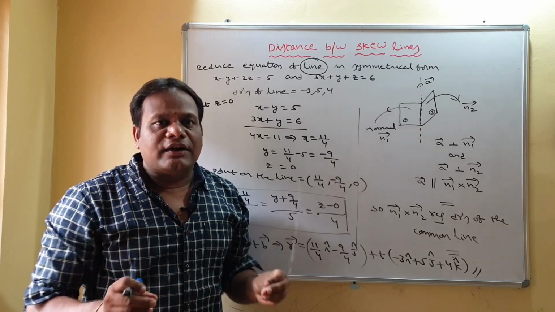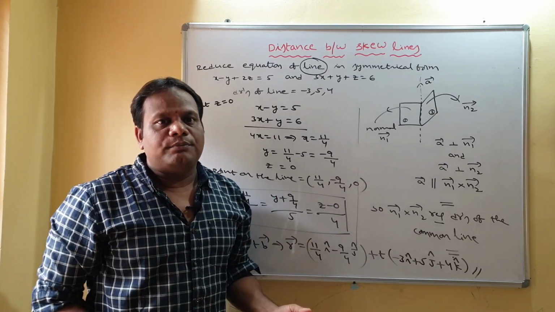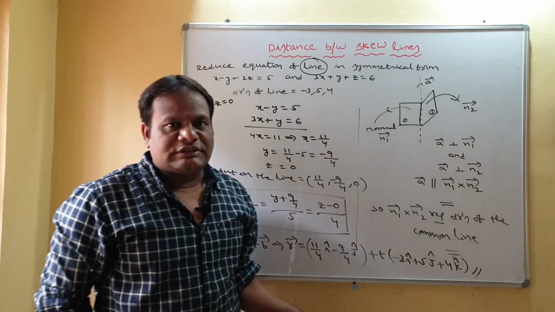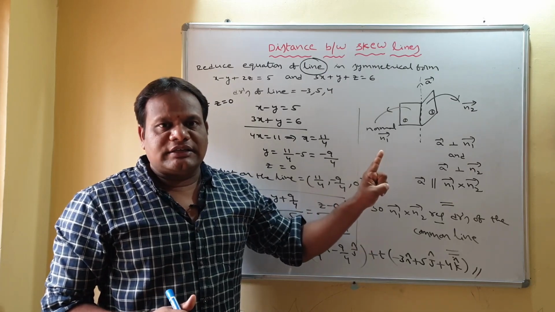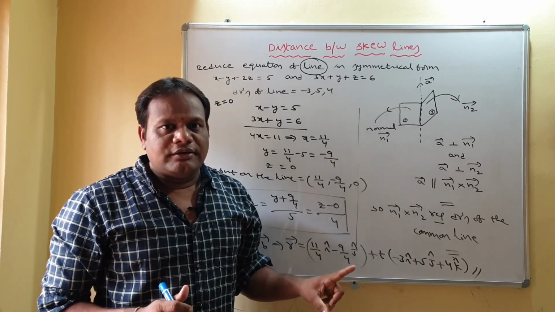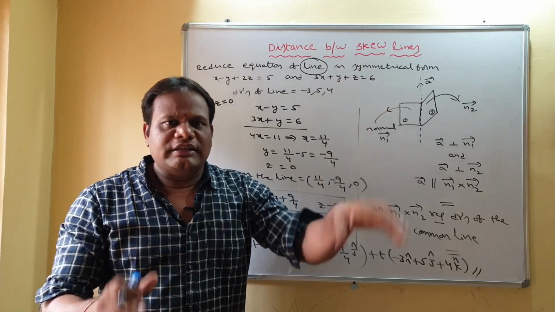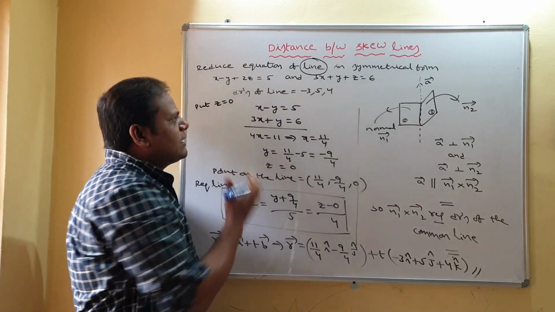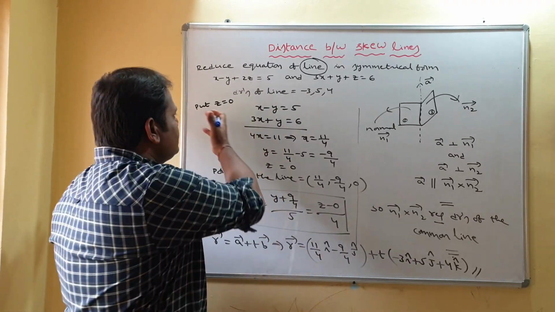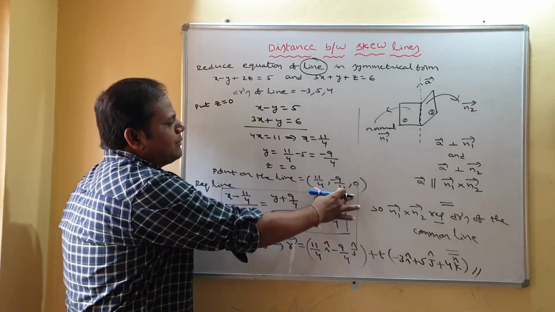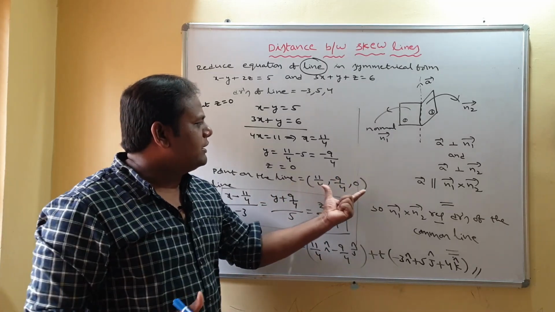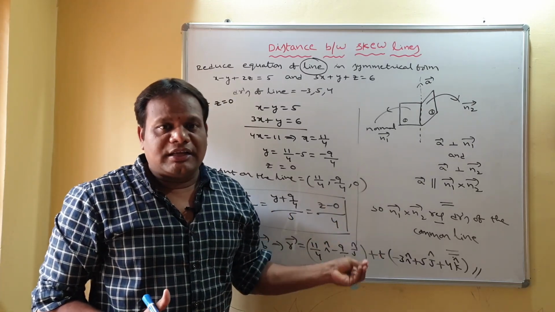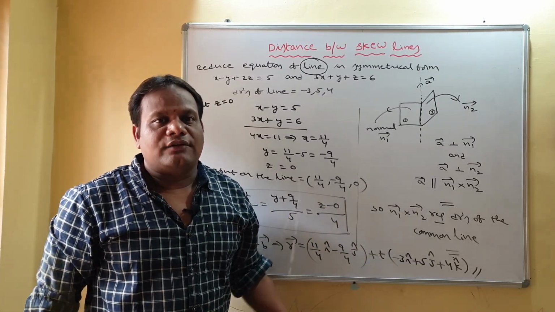If there is a need of finding line equation in symmetrical form or line equation in vector form, this is the process. To get DRs of those lines, you must find n1 bar cross n2 bar. Then you can get DRs. To get a point on the line, you take any one of the variables as 0. Here I have taken z equal to 0. I got one common point. Using this point and those DRs, I wrote the line equation in both symmetrical form and vector form.